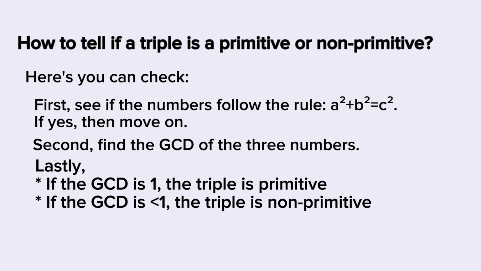How to tell if a triple is primitive or non-primitive? Here's how you check. First, see if the numbers follow the rule a squared plus b squared is equal to c squared. If yes, then move on. Second, find the GCD of the three numbers. And lastly, if the GCD is 1, the triple is primitive. If the GCD is greater than 1, it's a non-primitive triple.